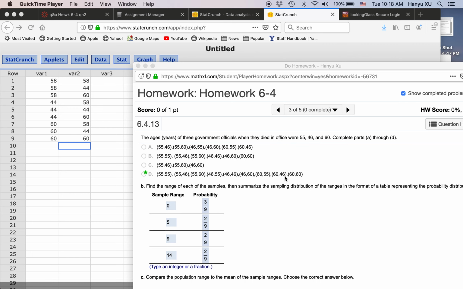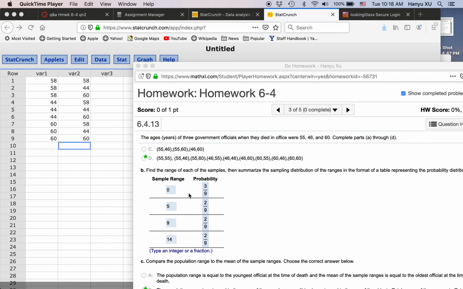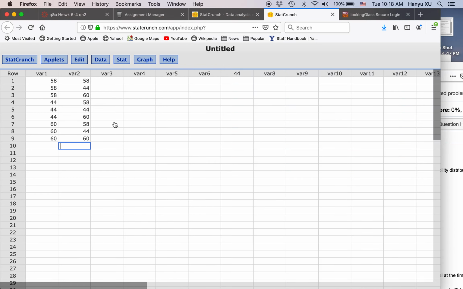So that's part A. For part B, what they want is the sample range and the probability. So first, you want to list out the range. Say this column is the range. For each row, you want to see the range of those 2 data points. If you only have 2 data points, the range is just the difference of those 2 points. So for the first one, 55, 55, the range is the difference, which is 0. For the second one, the difference is 58 minus 44, which is 14.